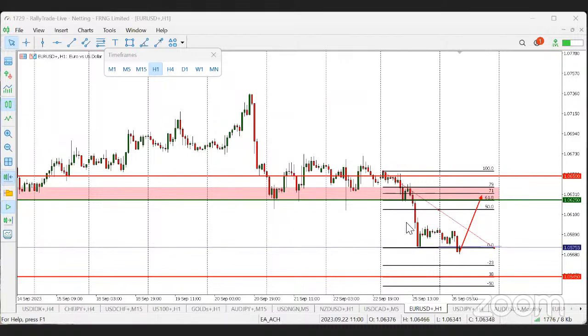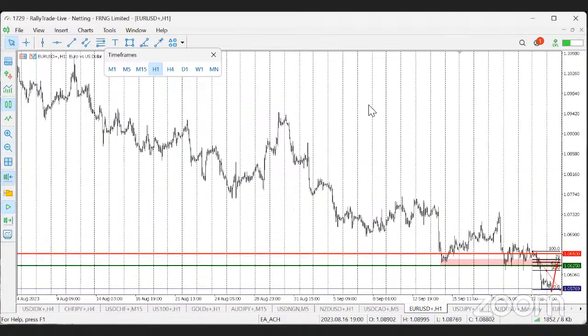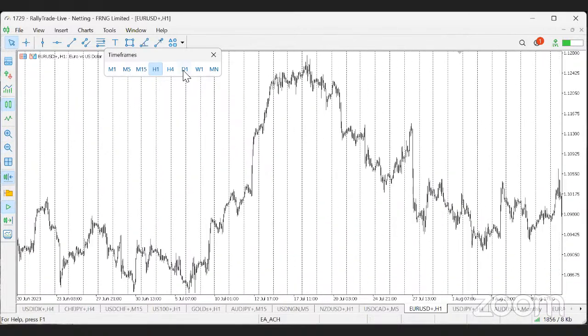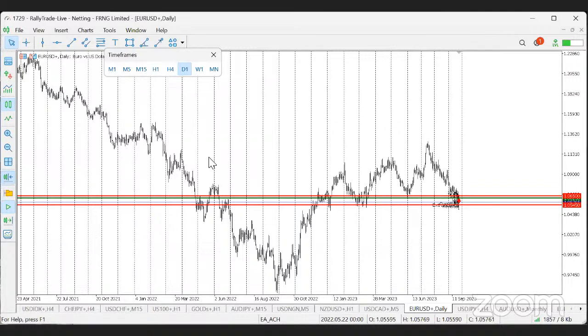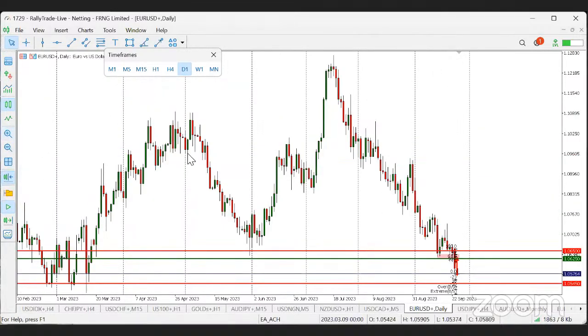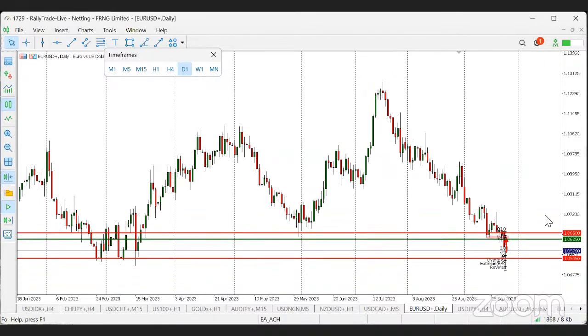TP for Euro USD is 1.05450. Now, one of the things that you might be wondering is, why my TP at that particular price? Now, to get the reason why we are expecting the market to get to that price, if you look at the D1, this is the D1 now. The D1 is the daily time frame.